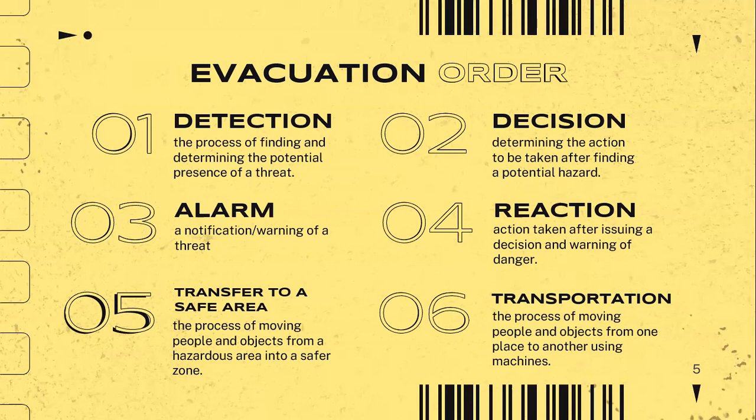Fifth, transfer to a safe area, the process of moving people and objects from a hazardous area into a safer zone. Six is transportation, the process of moving people and objects from one place to another using machines.